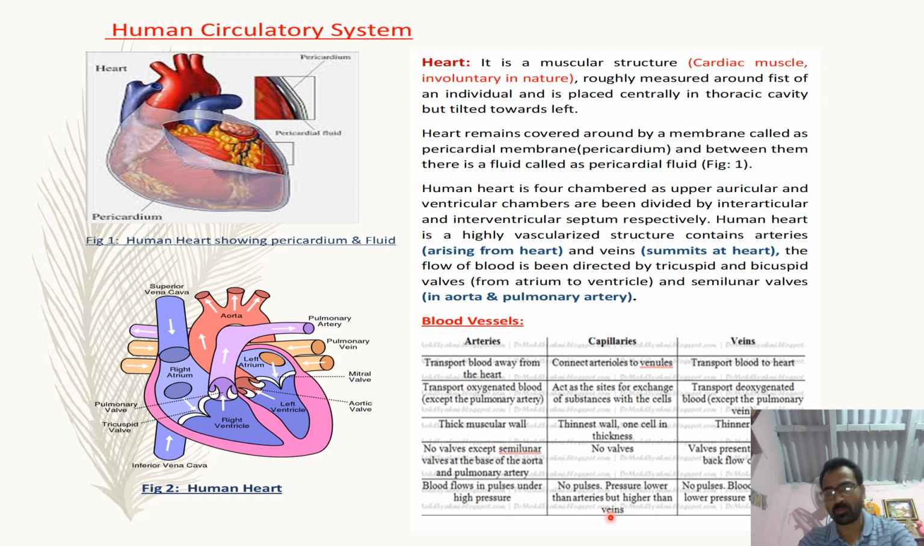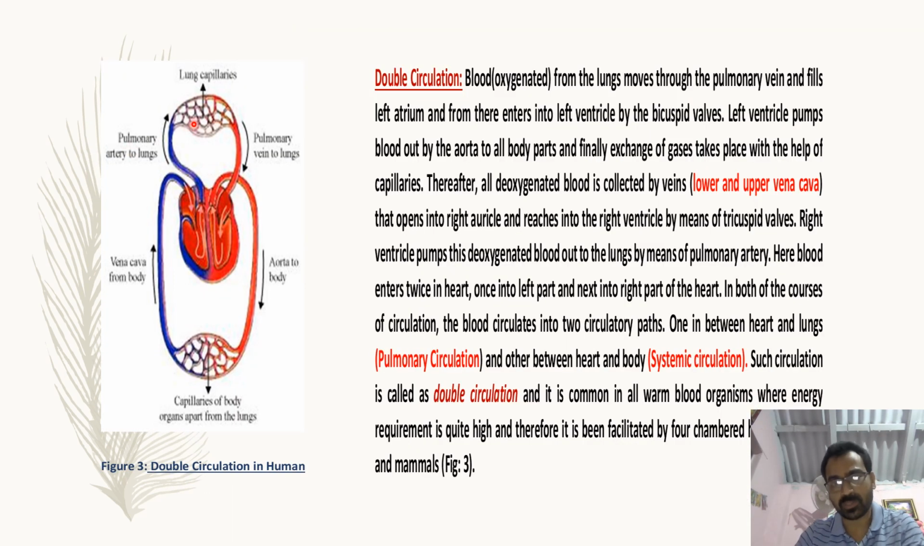So this is all that we have learned about the heart: how it is protected, what the components of the heart are, what the different types of blood vessels are, how they work, etc. Now we will continue with the circulation of the heart. It is about the double circulation.